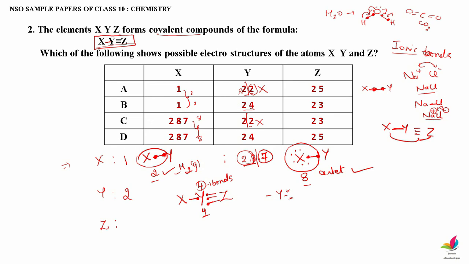So after analyzing Y, you can clearly eliminate options A and C, because if Y is not satisfying these 2 configurations, then obviously the other atoms won't satisfy, correct? So that's why you can eliminate that. For Z, you can directly analyze B and D.